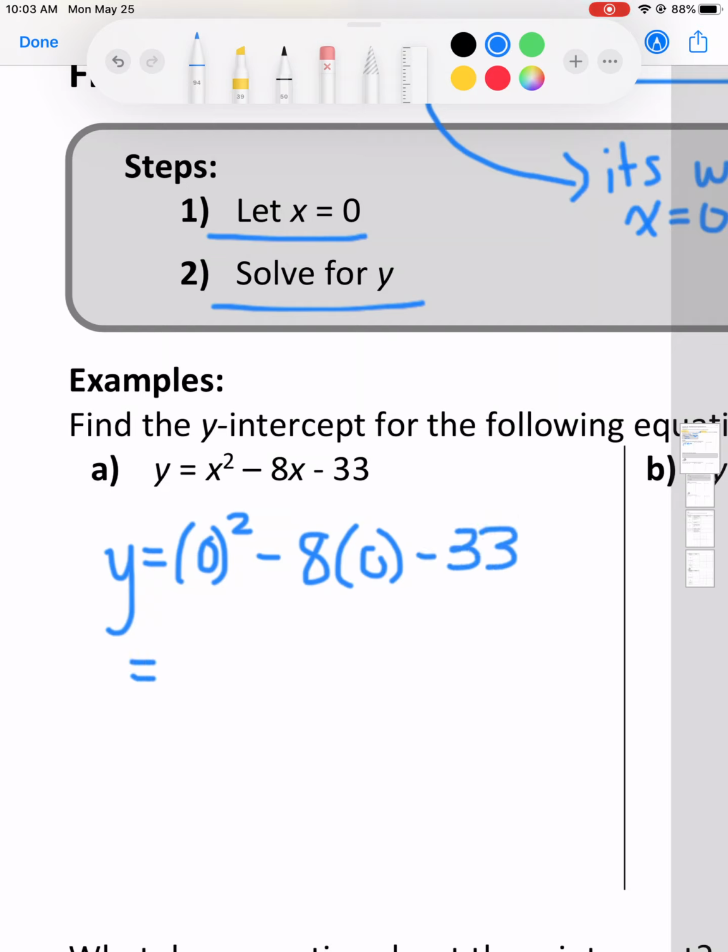What is 0 squared, which is also known as 0 times 0? Well, it's 0. What's 8 times 0?